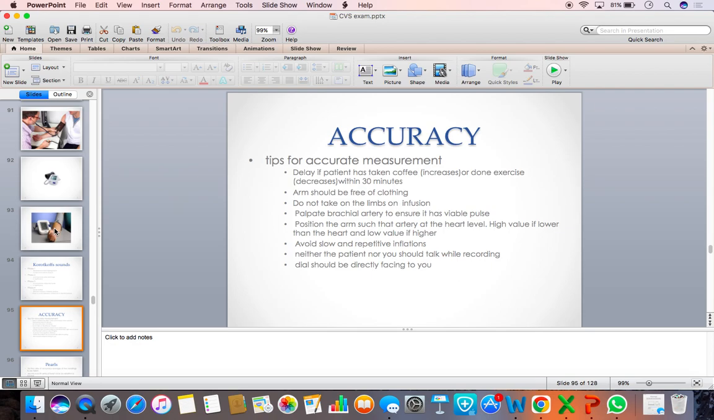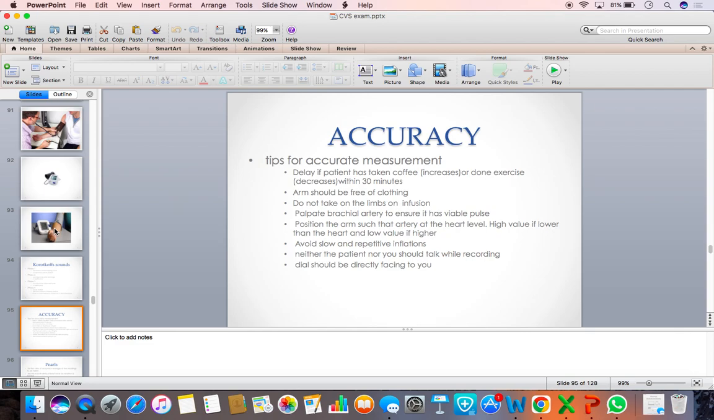Palpate the artery, that is, palpate the brachial artery to ensure it has a viable pulse. Next, position the arm such that the artery is at the heart level. High values if lower than the heart, and low values if it is higher. So position the arm of the patient in such a way that the artery, that is the brachial artery, is at the level of the heart.